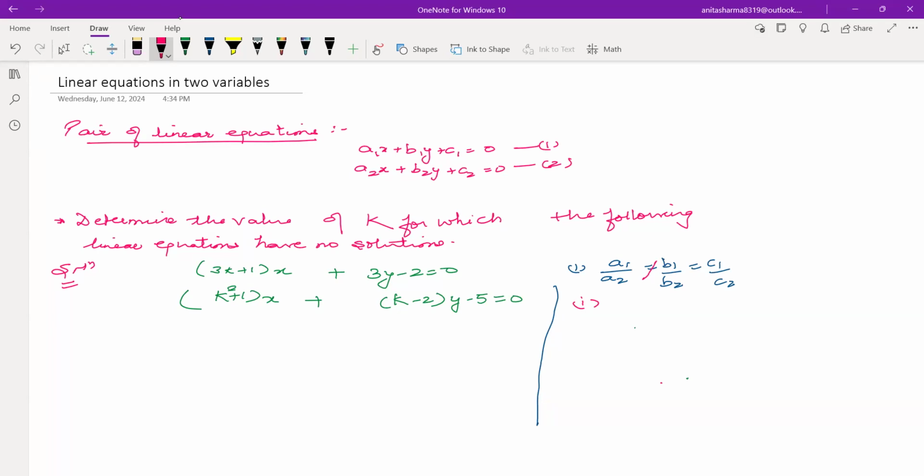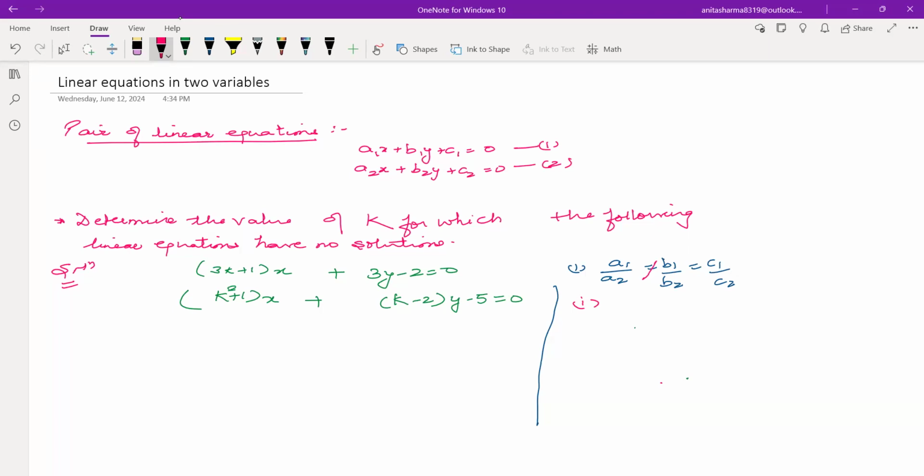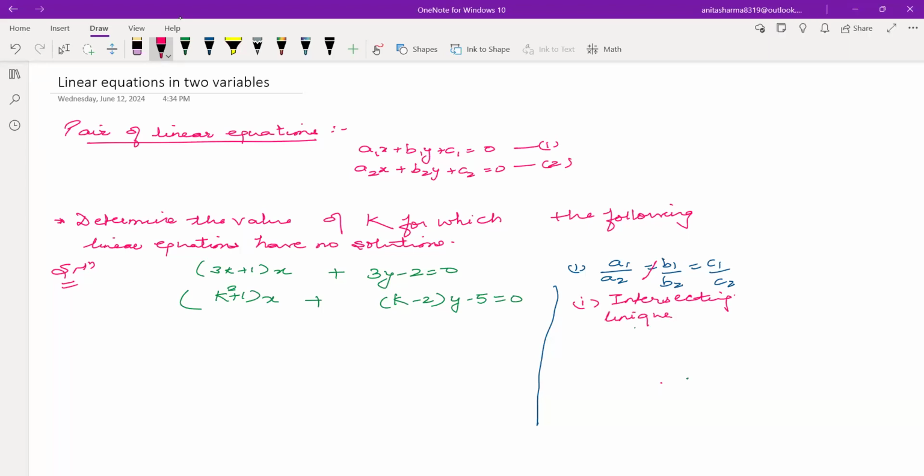Okay. So, see, if a1 by a2 is not equal to b1 by b2, first of all, you will find the ratios, beta. Then if a1 upon a2 is not equal to b1 upon b2, what was the condition? Moksha, the lines will be intersecting. And the solution? Not maybe, it will surely be a unique solution, because it will intersect only at one point. And the system will be consistent.